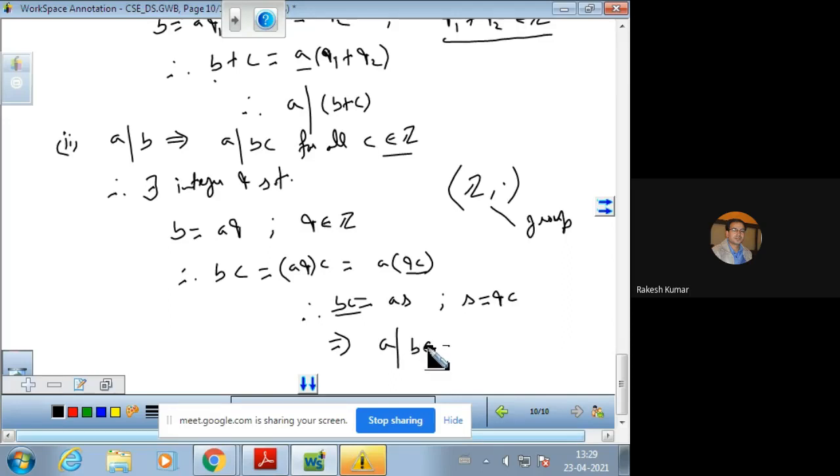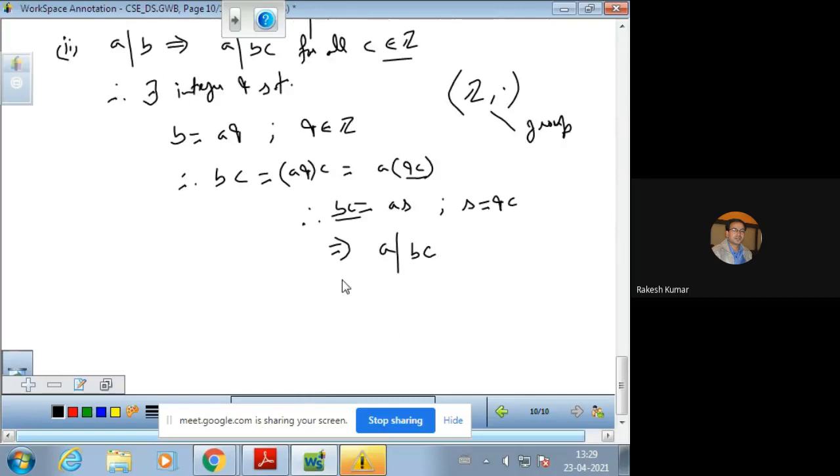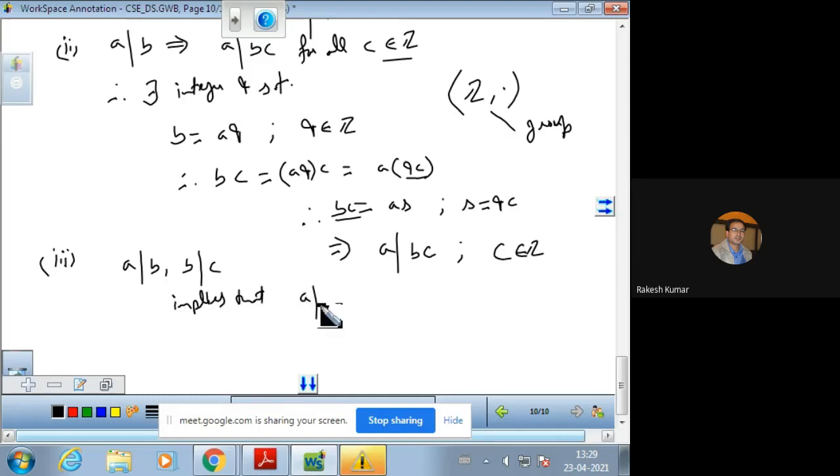So this was the result which we wanted to prove. And C is an integer, for all integers; so this holds for all integers possible. C can be any integer. One more important result of divisibility is: A divides B and B divides C implies that A divides C. This is a kind of transitive relationship.